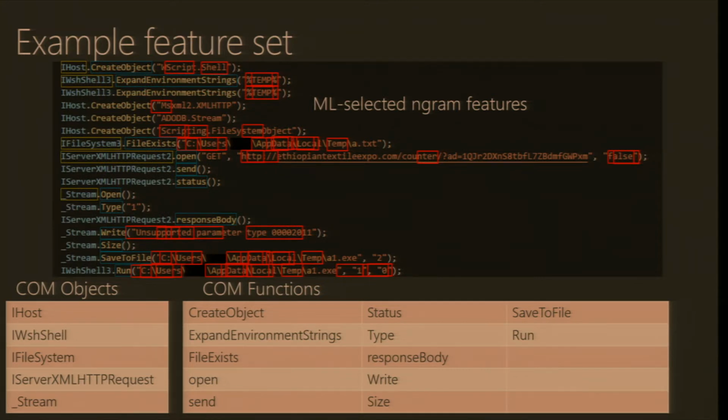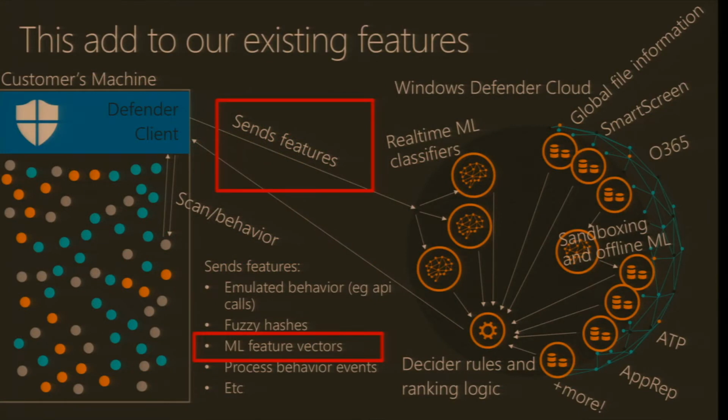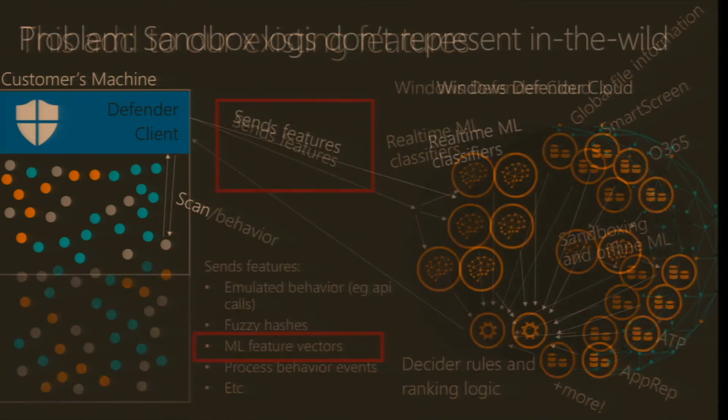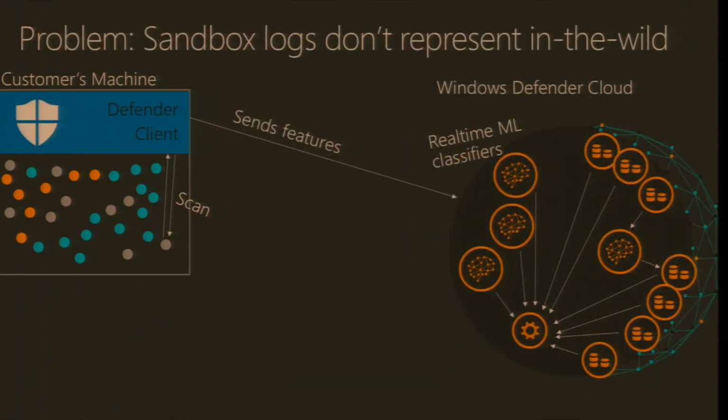So it's a pretty reasonable description of a lot of the features within this behavior log. This is just the machine learning feature vectors that we deployed, specialized to this scenario. This is added to other features such as the fuzzy hashes and similar.